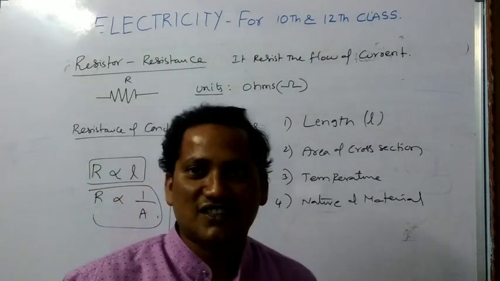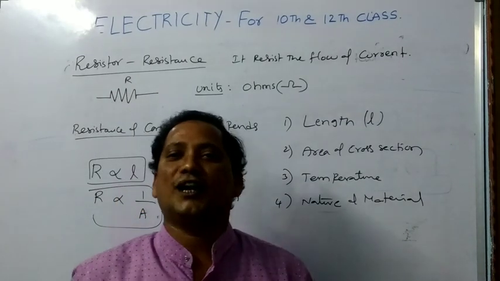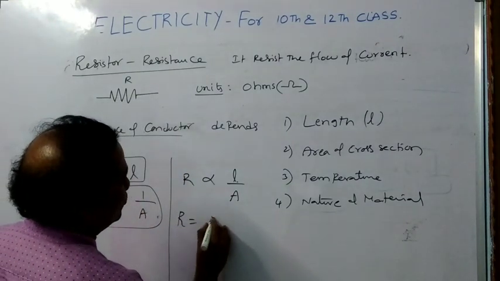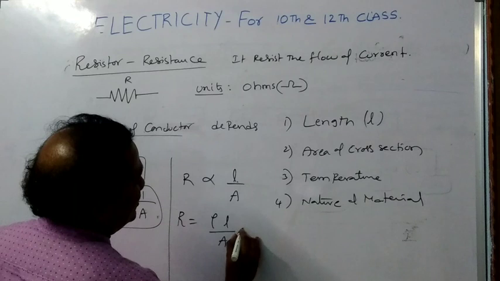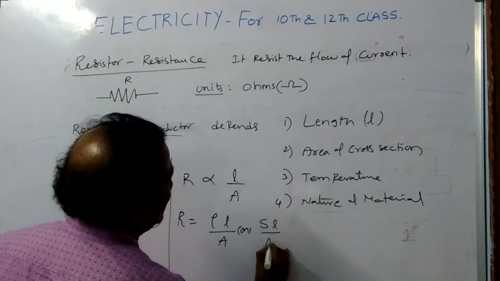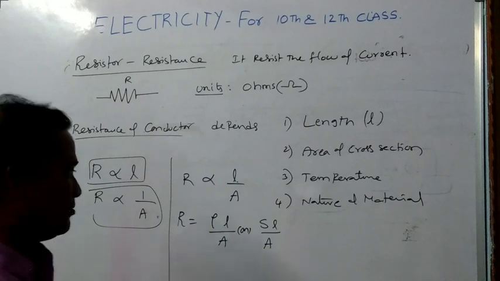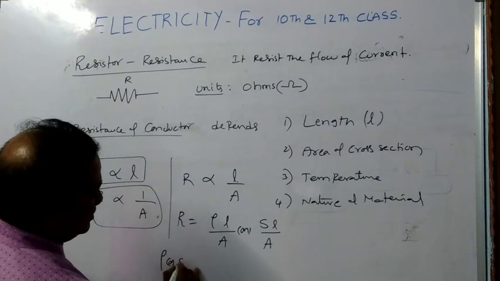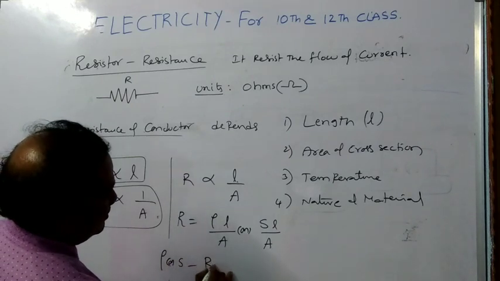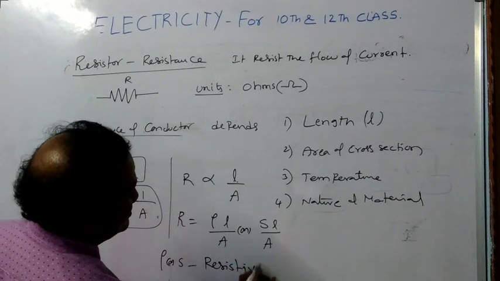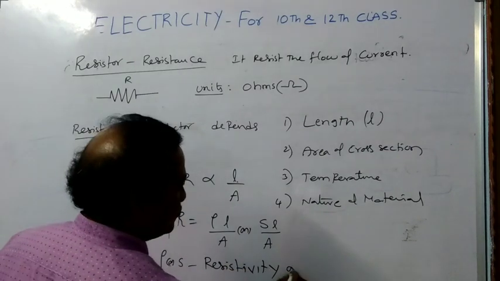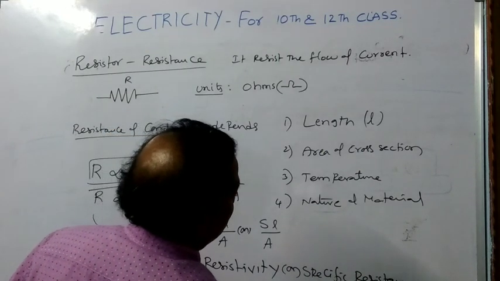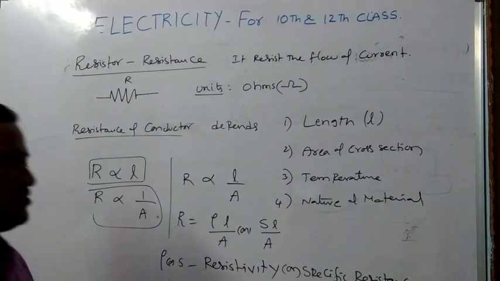Again, proportional is there. That means, if you want to remove the proportionality, we can use the constant. That is, R is equal to rho L by A. In some books, S L by A is also used. Rho or S, whatever it means. Now, this rho is called resistivity. You can say this is resistivity, or you can say specific resistance. Both are same. Resistivity or specific resistance, we can say.